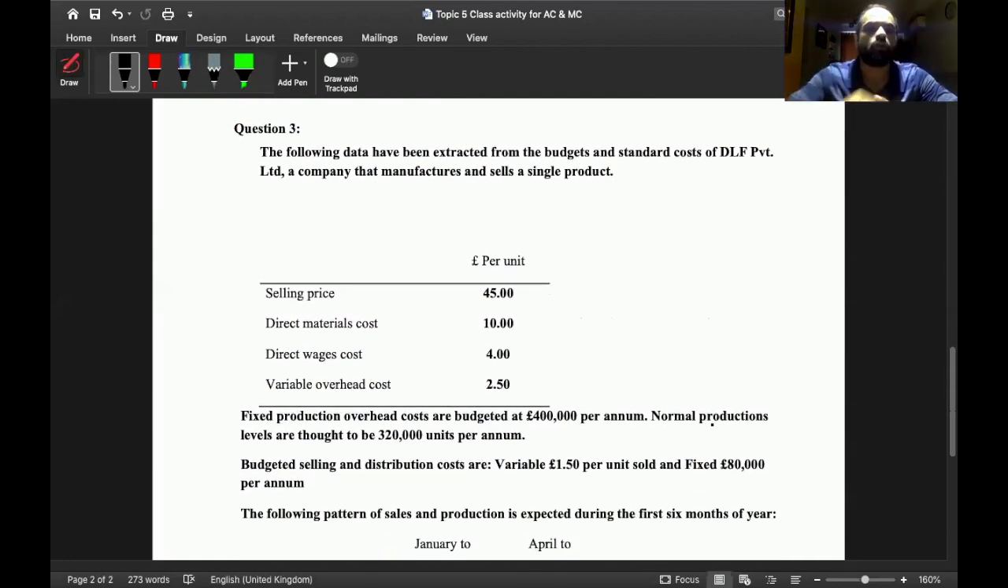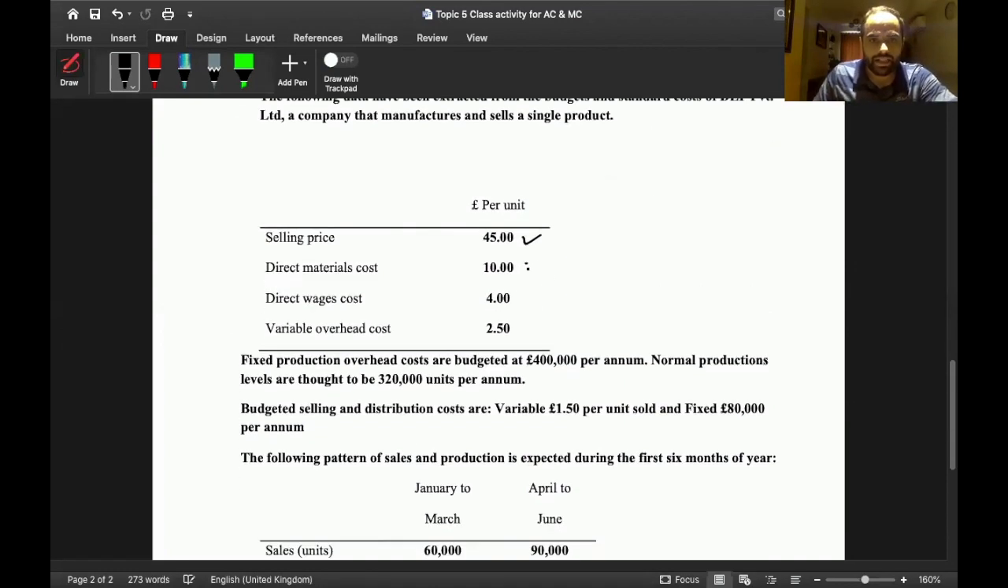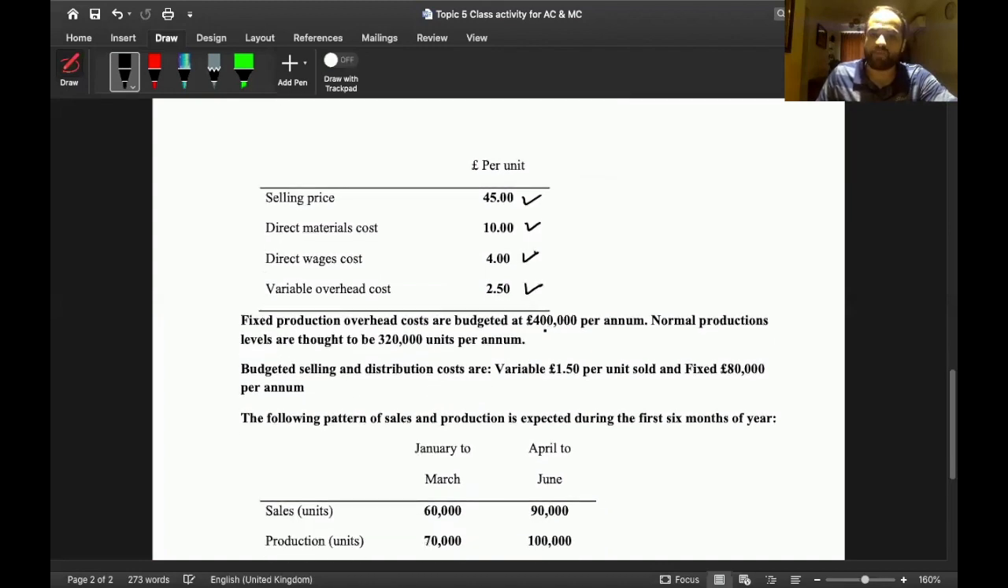Question 3 is: the following data has been extracted from the budget and standard cost of DLF Private Limited, a company that manufactures and sells a single product. So we have a selling price per unit, which is 45 pounds, material 10 pounds, labor 4 pounds, and variable overhead 2.5 pounds per unit. Fixed production overhead costs are budgeted at 400,000 per year, per annum, right? It's for 1 year. Normal production level is thought to be 320,000 units per annum.